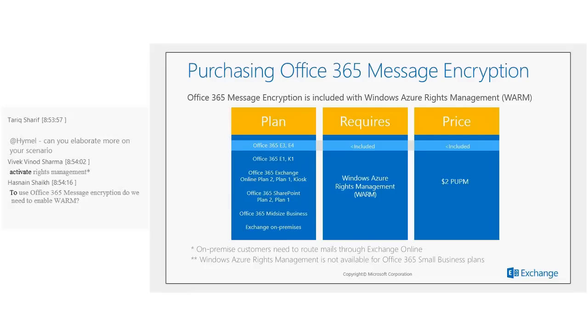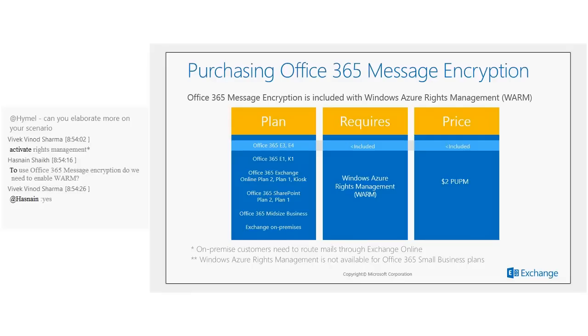You have to follow those steps, but you can definitely leverage Office 365 message encryption that way. A couple of things to point out. Windows Azure Rights Management is not available with Office 365 small business plans, so they will not be able to use the Office 365 message encryption features yet.